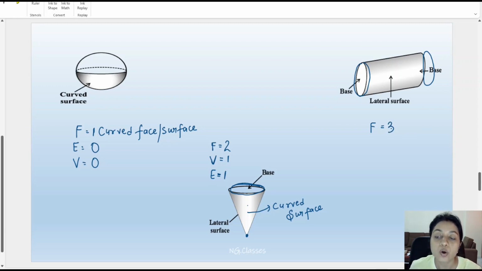Okay. Now how many vertices are there? Is there any corner point? No, 0. How many edges are there? Let's see. So here we are having one of the edges. This is one of the edges. Here we are having the other edge. So total 2 edges are there in a cylindrical shape.